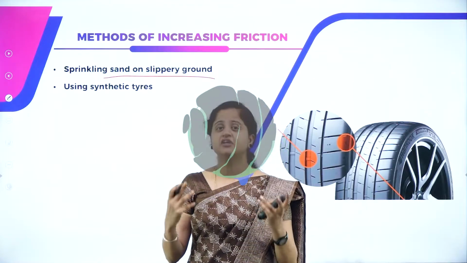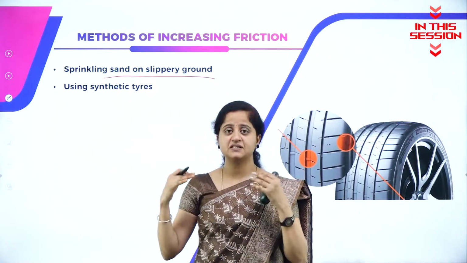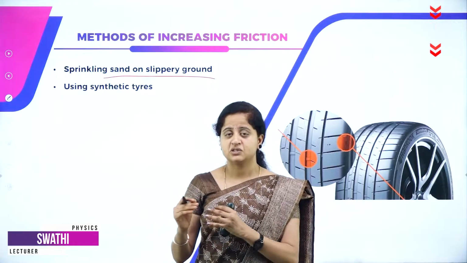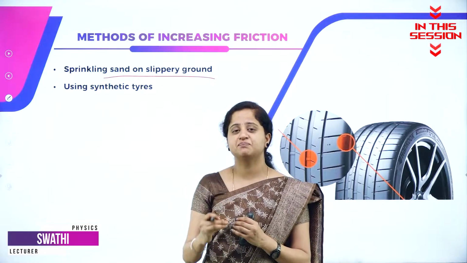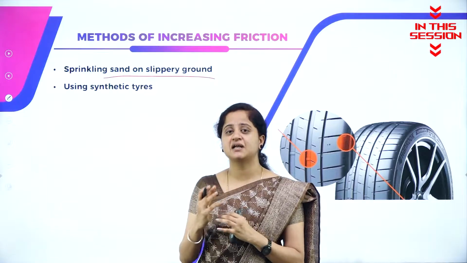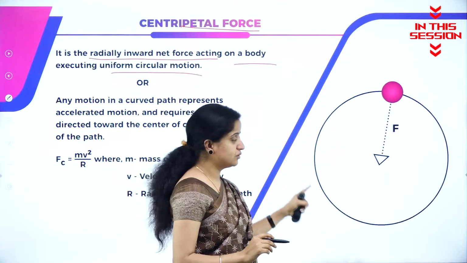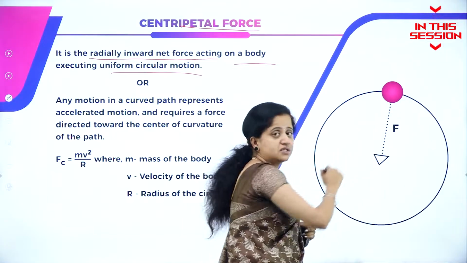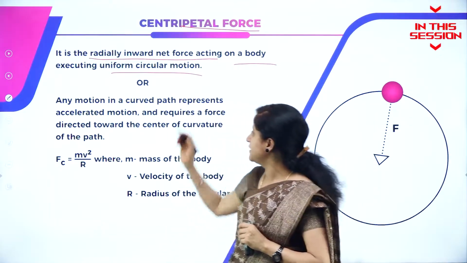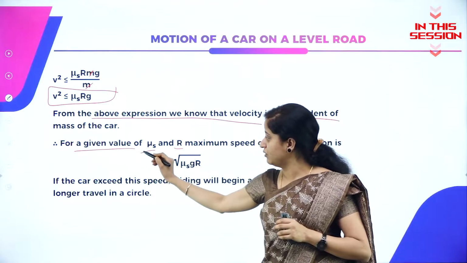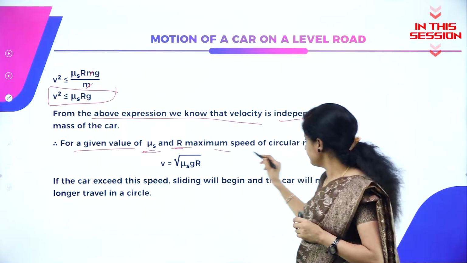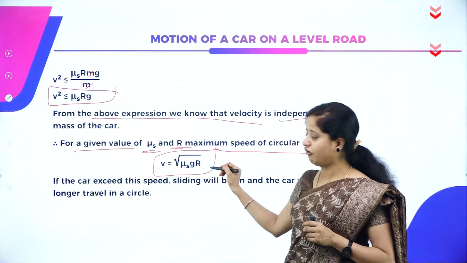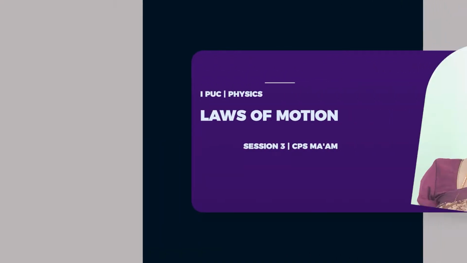When the floor or the ground is too slippery, too smooth, we will not be able to walk on that floor. So in that case, what can we do? We can sprinkle some sand so that the friction can be increased. If a body is executing uniform circular motion, the net inward force is called centripetal force. For a given value of mu s and r, the maximum speed of circular motion is v equal to root of mu s g into r.